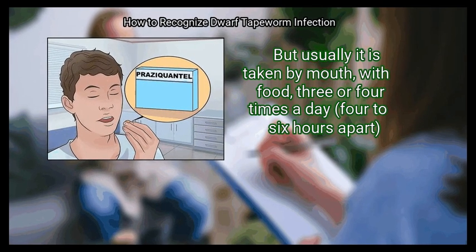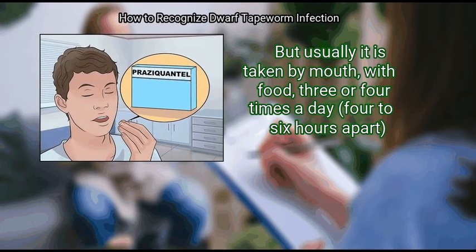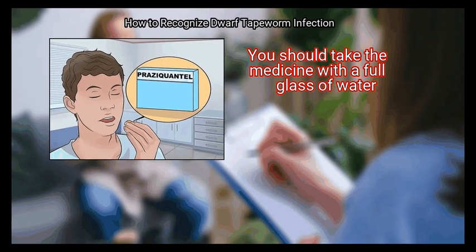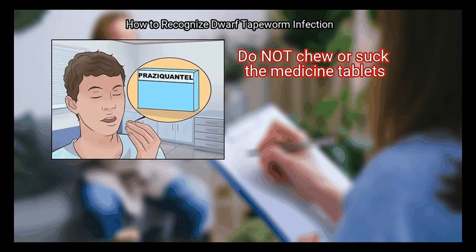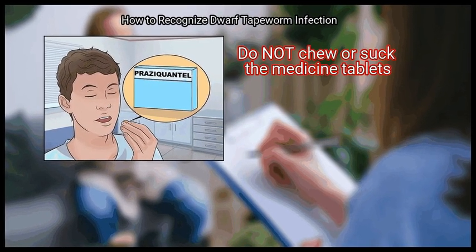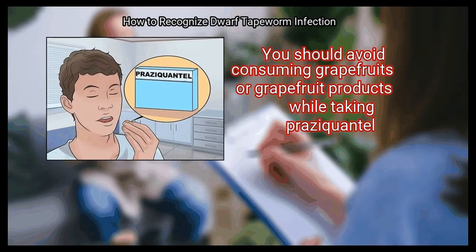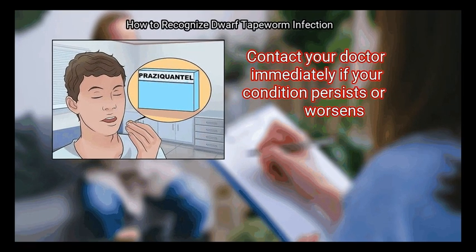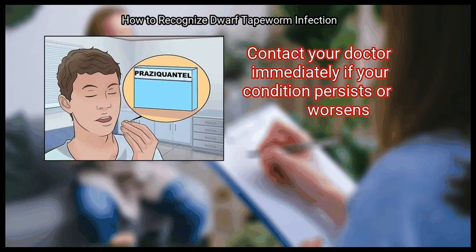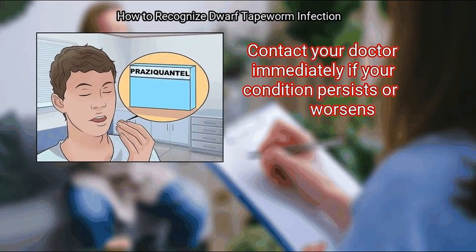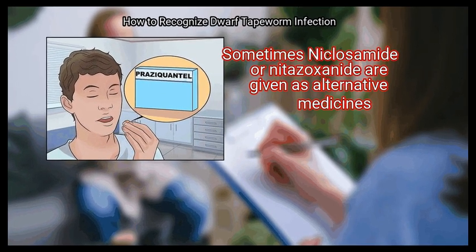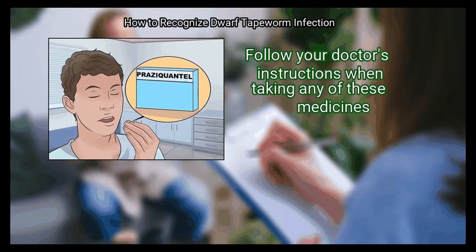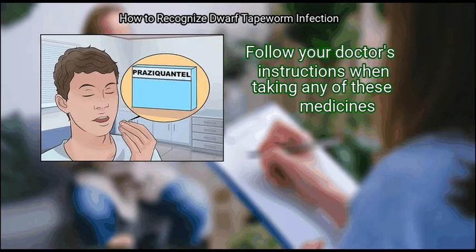But usually it is taken by mouth, with food, 3 or 4 times a day, 4 to 6 hours apart. You should take the medicine with a full glass of water. Do not chew or suck the medicine tablets. You should avoid consuming grapefruits or grapefruit products while taking praziquantel. Contact your doctor immediately if your condition persists or worsens. Sometimes niclosamide or nitazoxanide are given as alternative medicines. Follow your doctor's instructions when taking any of these medicines.